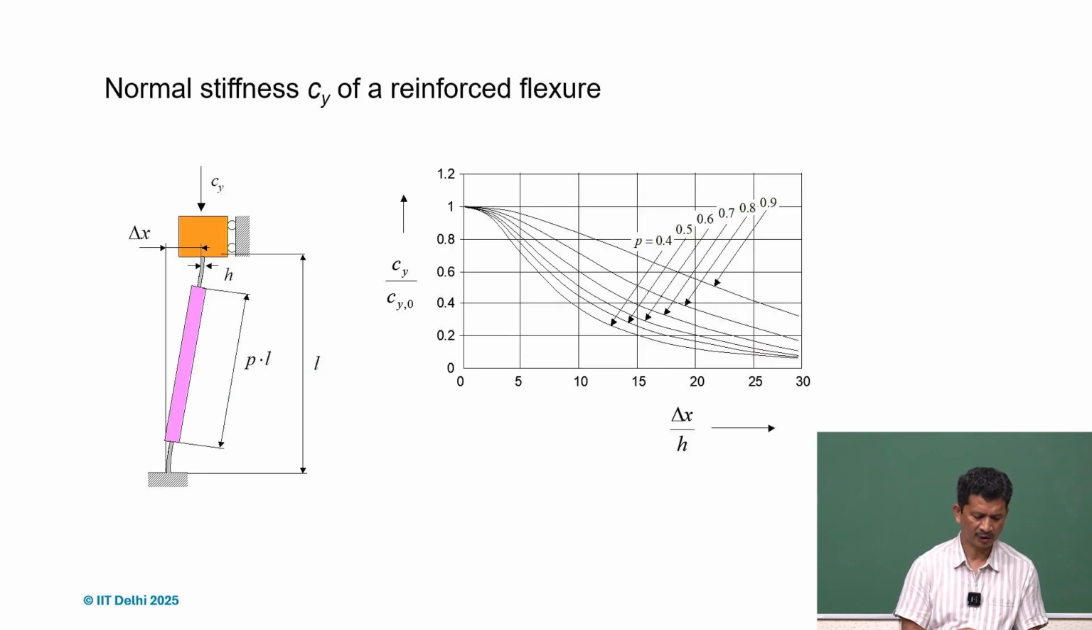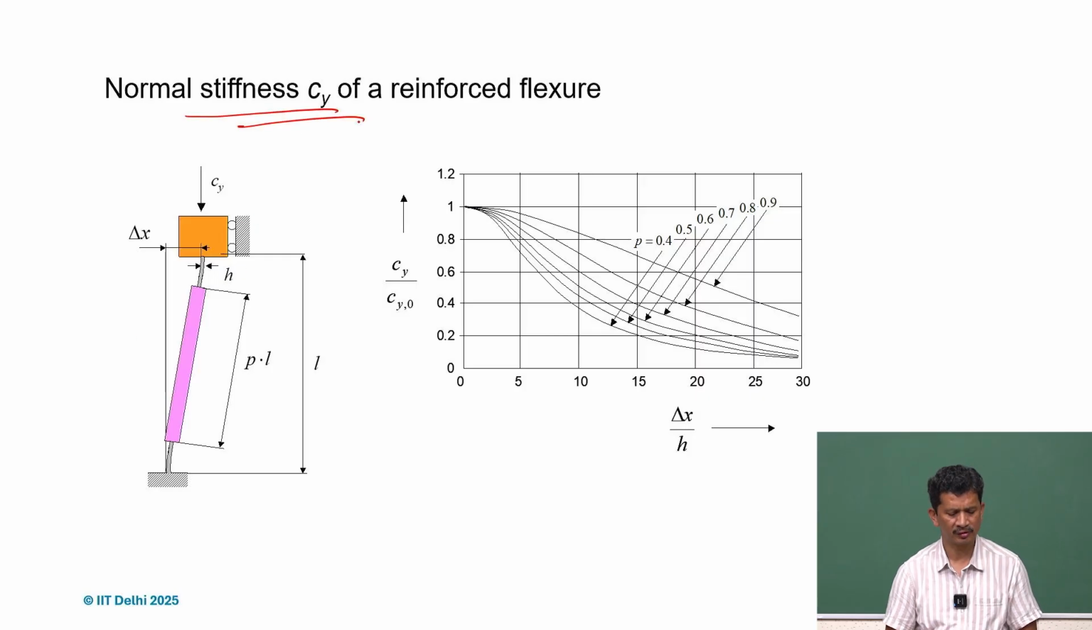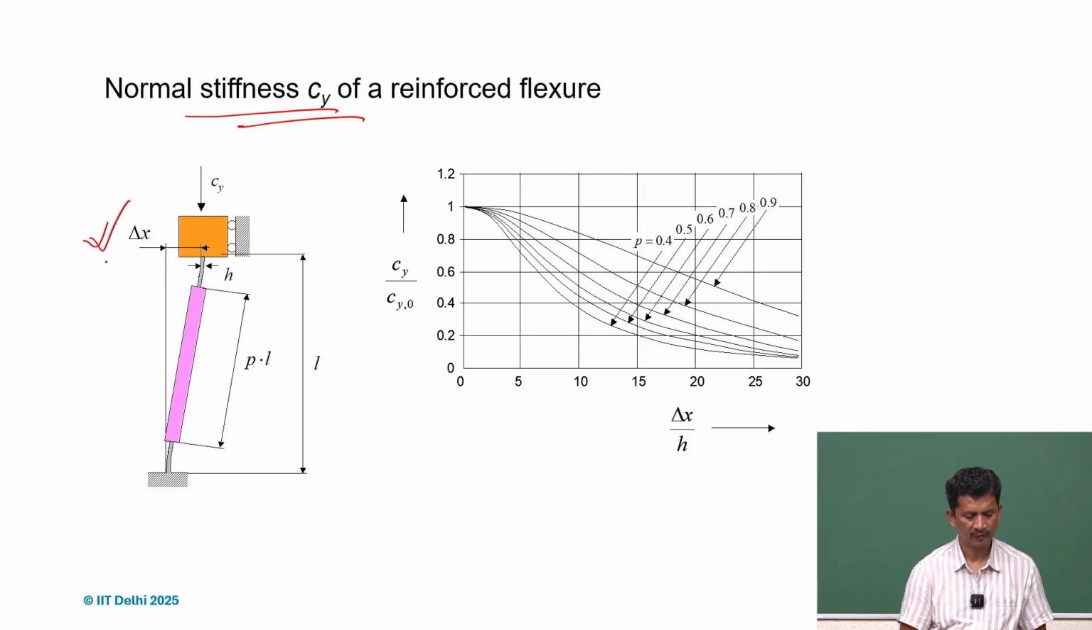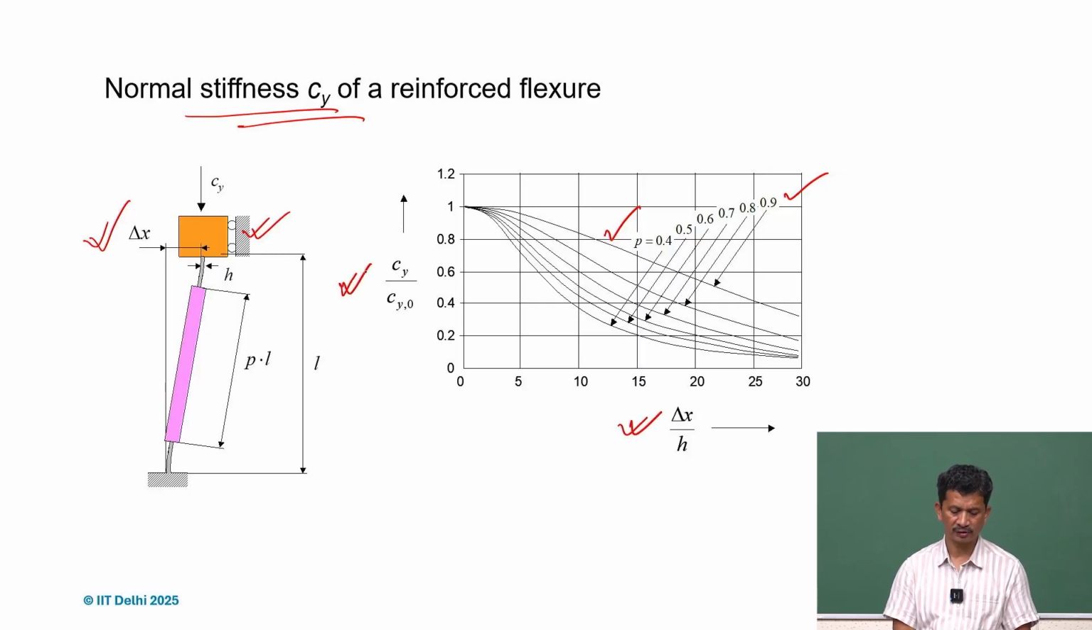And again, we can also do a similar analysis: what will happen to the normal stiffness Cy if there is already a displacement here. For this case, when the guiding stiffness is high, in this case it is infinite. So if we compare with respect to P, for different values of P, this is what we achieve with respect to delta x by h, and this is the stiffness in the y direction. And what we can see is that for almost 0.9, this is what we are getting.